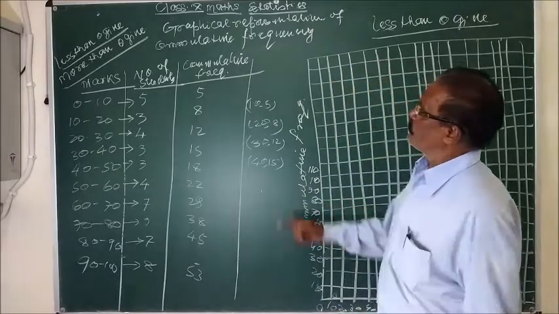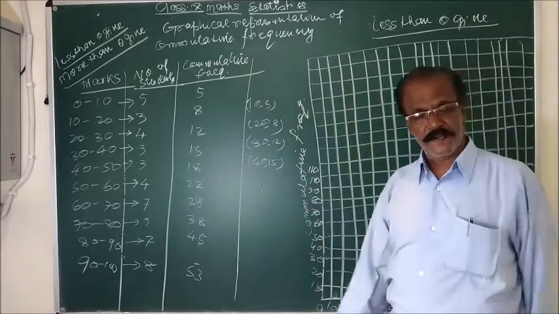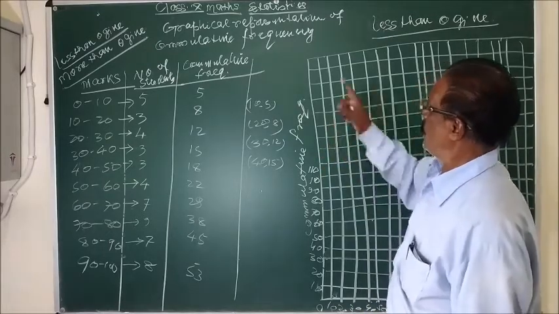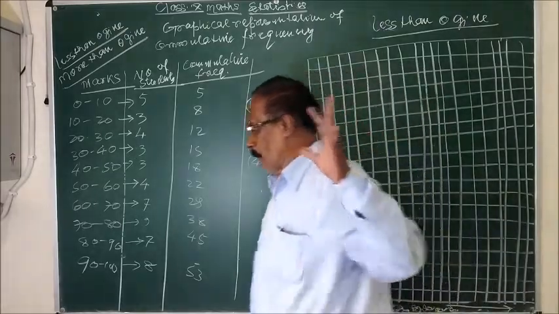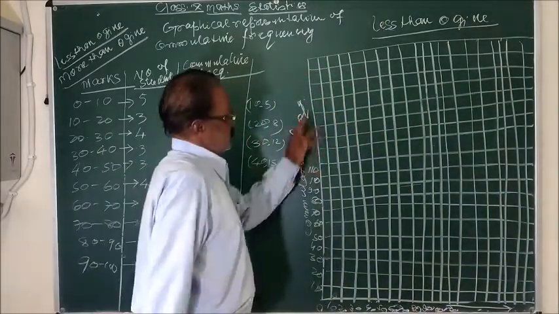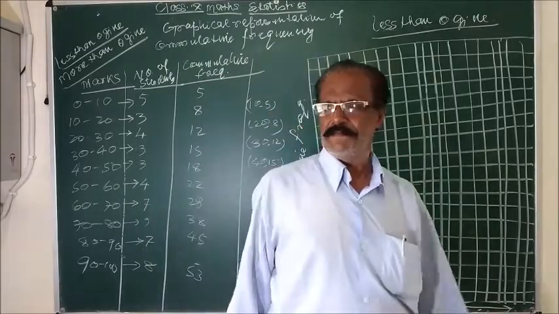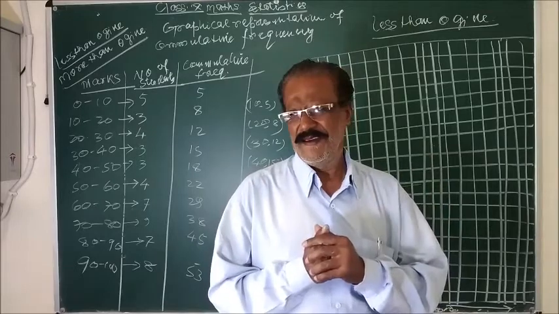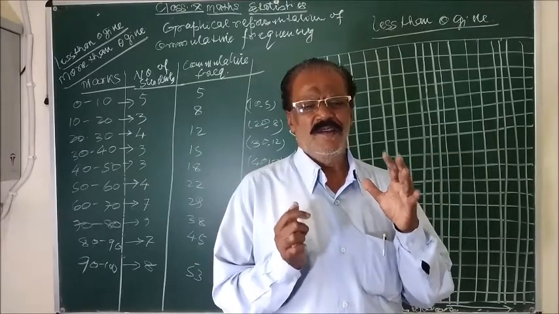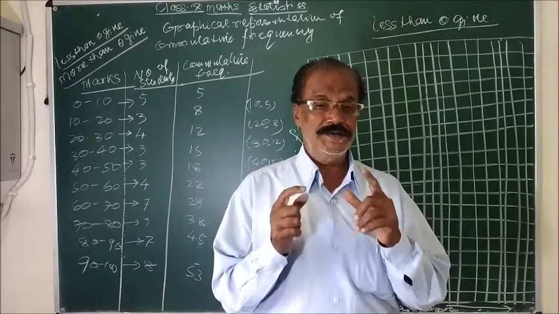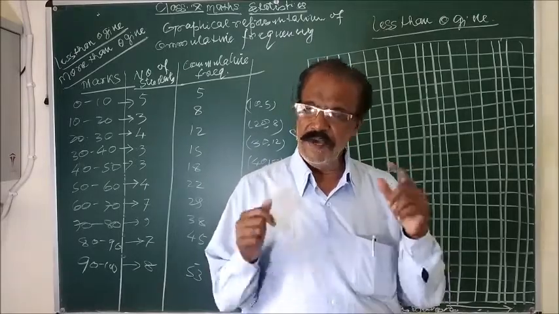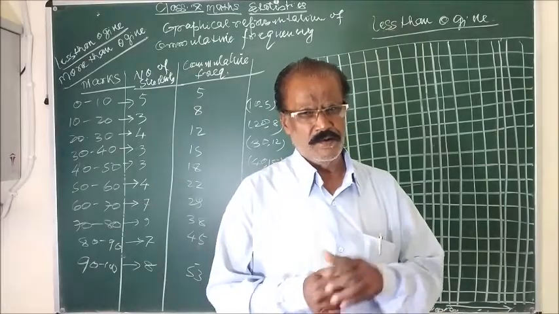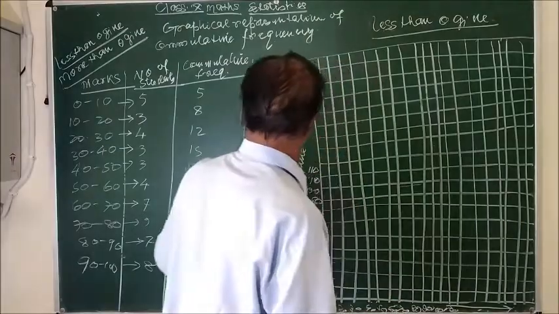Now come to the point, how will you represent cumulative frequency? Now you see cumulative frequency with the help of graph. The graph we obtain in this method, cumulative frequency curve, that is known as ogive, O-G-I-V-E. Ogive is a cumulative frequency curve that is obtained to represent the given data.